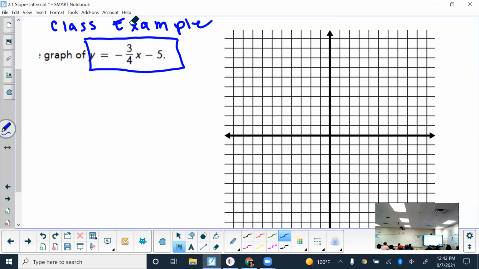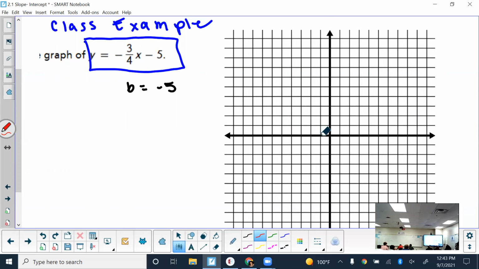So first thing, check, is it in slope-intercept form? Yes or no? Yes. So good. Now move on to step 2, which is to plot your y-intercept. So what is my y-intercept in this one? -5. Good. Glad you guys remember that negative. So my y-intercept is -5.